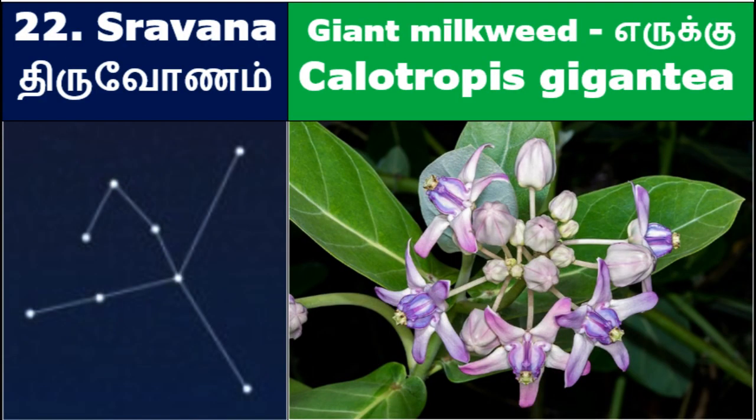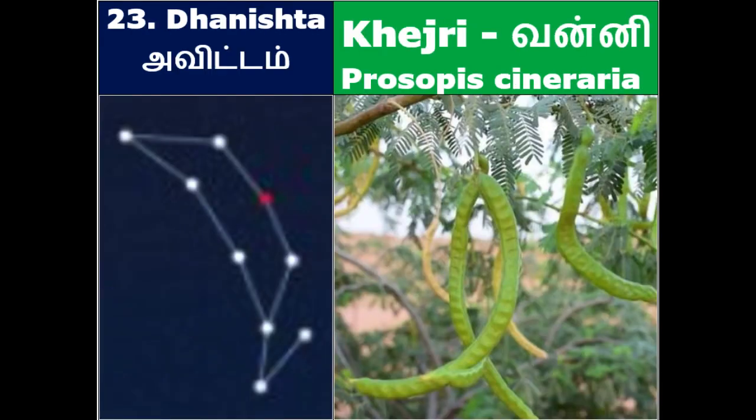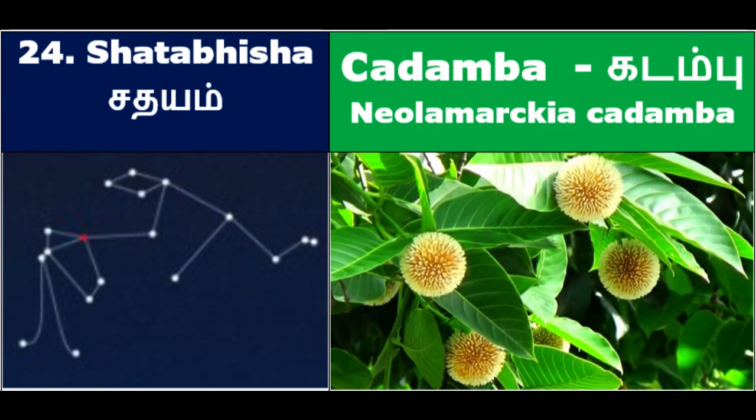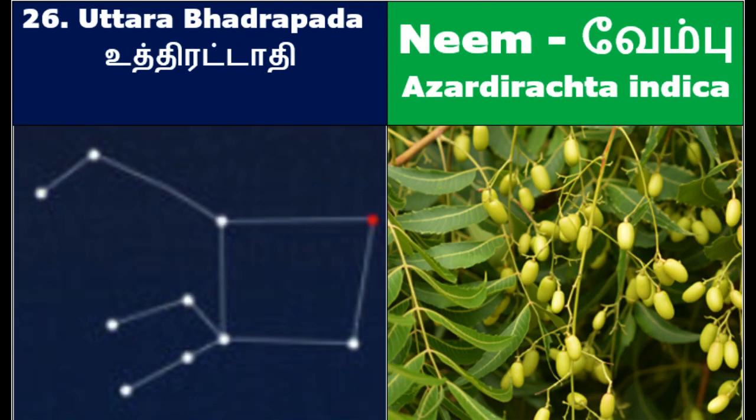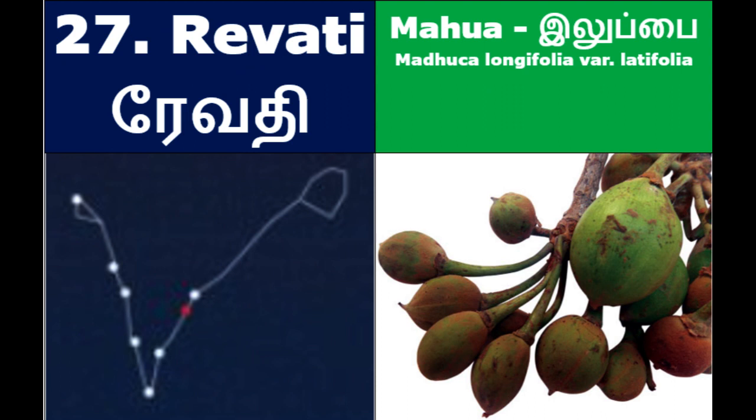Shravana Nakshatra is associated with giant milkweed. Dhanishta Nakshatra is connected with khejri tree. Shatbisha Nakshatra is linked with Kadamba tree. Purva Bhadrapada Nakshatra is associated with mango tree. Uttara Bhadrapada Nakshatra is connected with neem tree. Revati Nakshatra is linked with mahua tree.